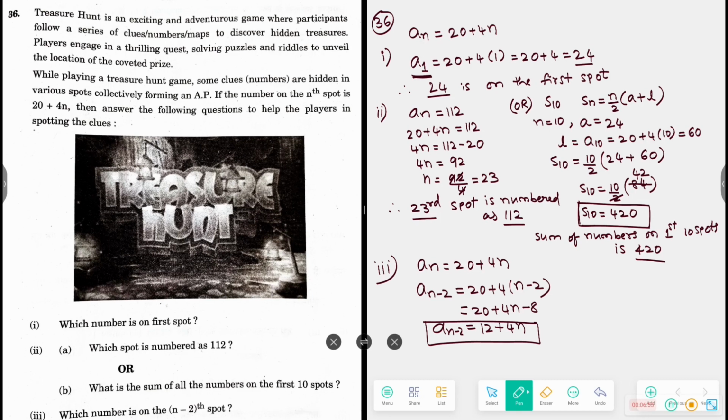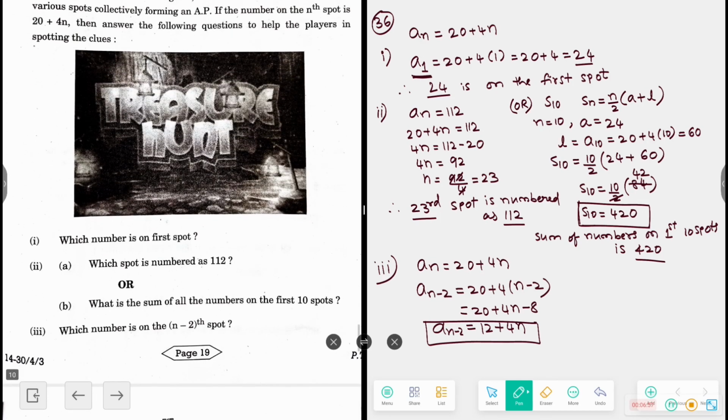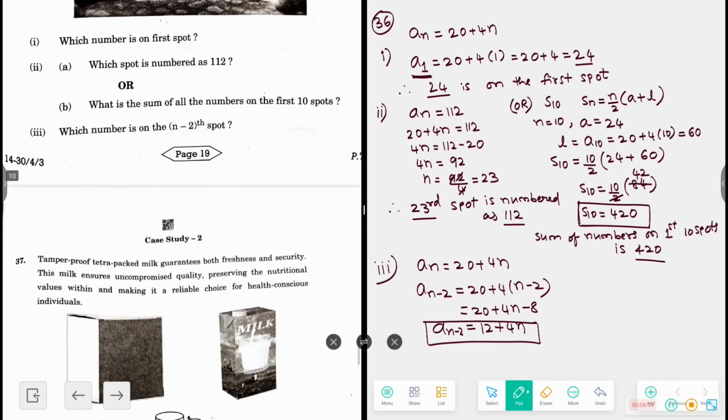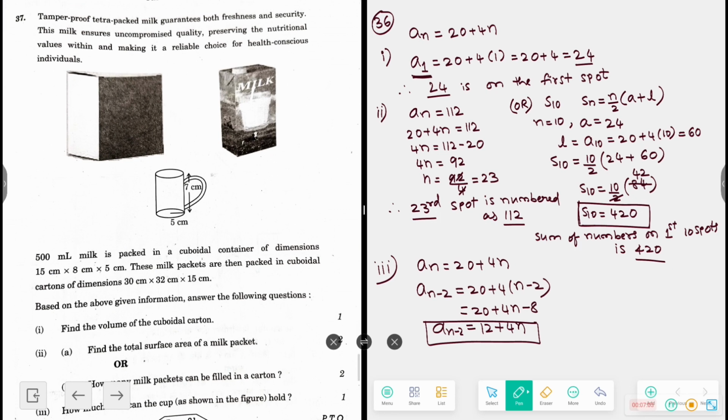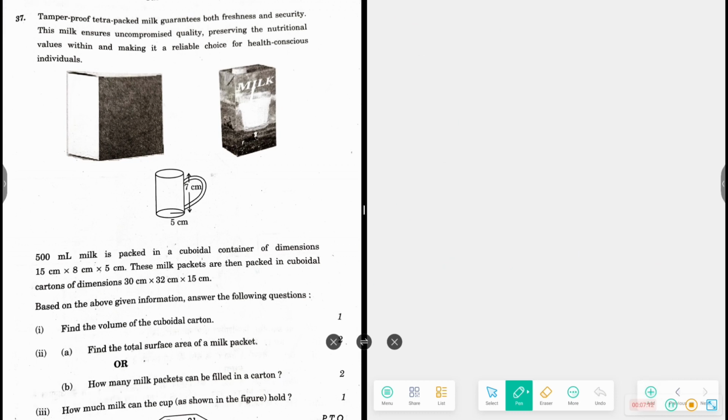Now let's see the next case study, one more. I think all the case study questions in all the 3 sets are the same. Numbers may be different, but questions are the same. Now let's see the next question. That is about surface areas and volumes. Question number 37, surface areas and volumes.